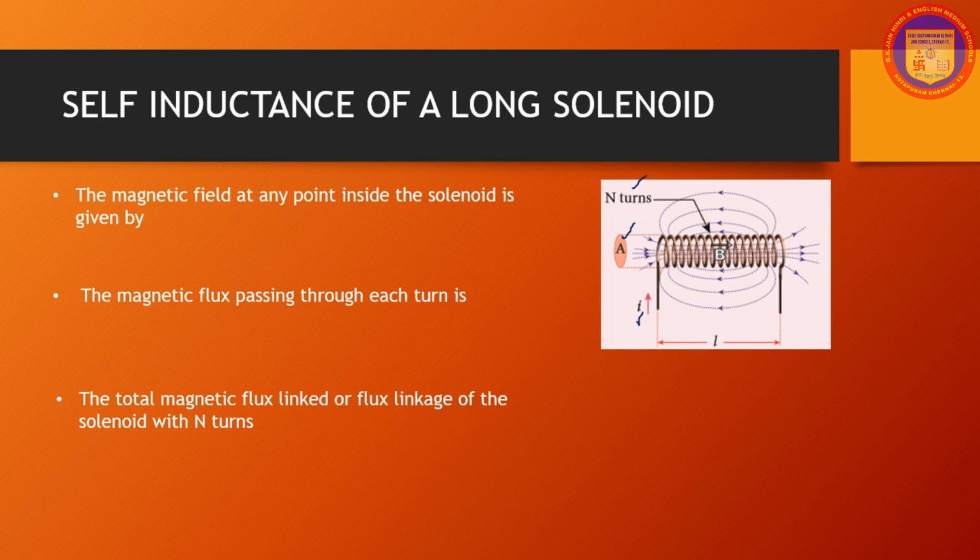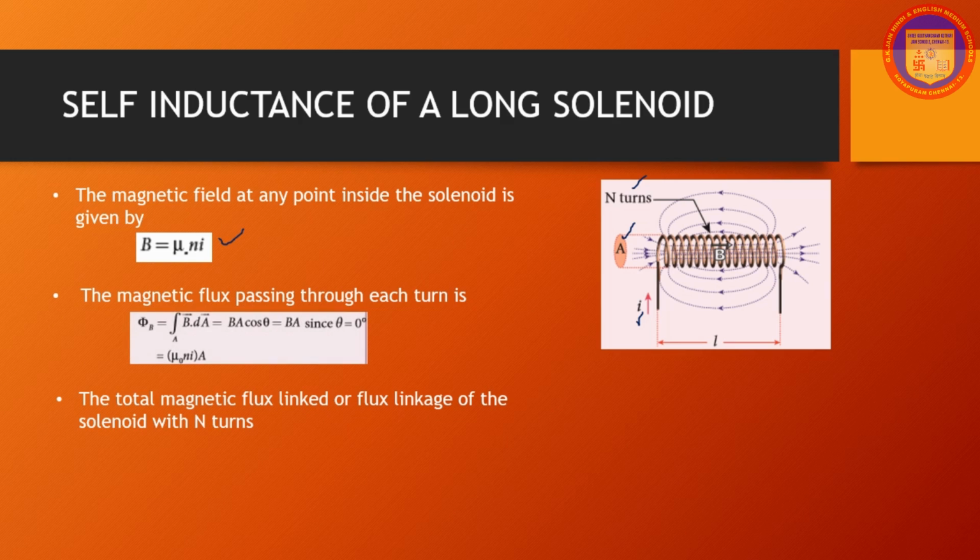The magnetic field at any point inside the solenoid is given by B is equal to mu naught n I. As this magnetic field passes through the solenoid, the windings of the solenoid are linked by the field lines. The magnetic flux passing through each turn is phi-b is equal to the integral of B vector dot dA vector.